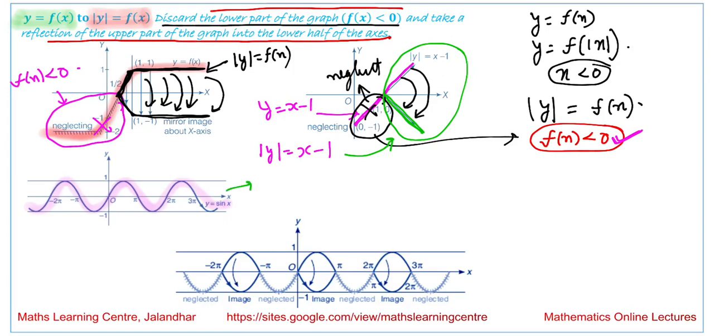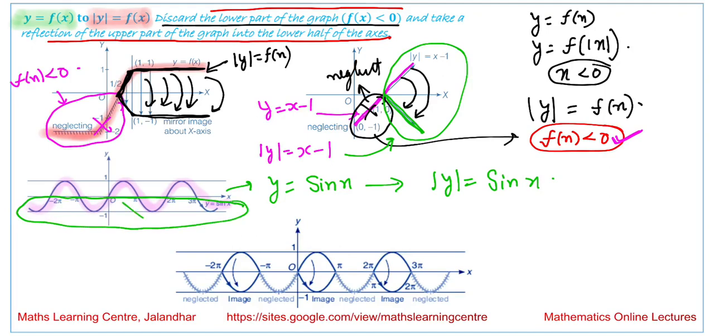This is the graph for the function y is equal to sin of x. Now if we have to plot the graph of mod of y is equal to sin of x, first of all we are talking about the negative portion over here. This is the negative portion of the graph. We are neglecting this portion.